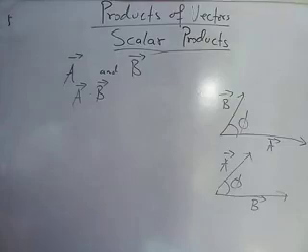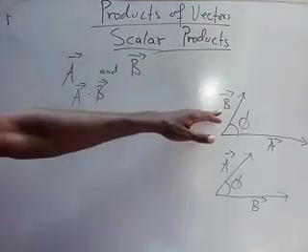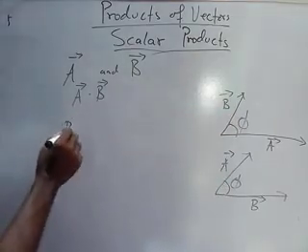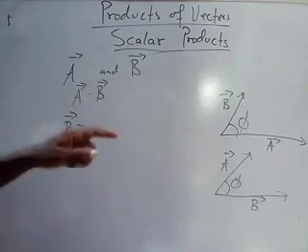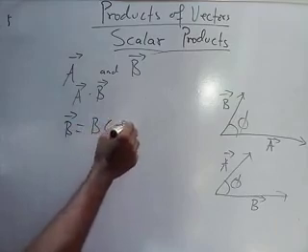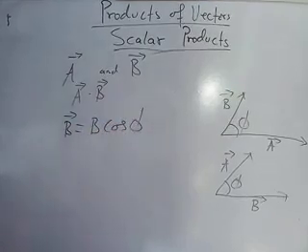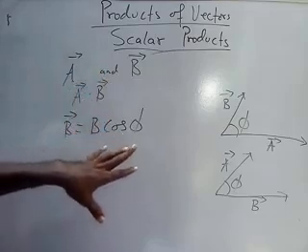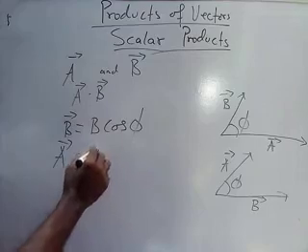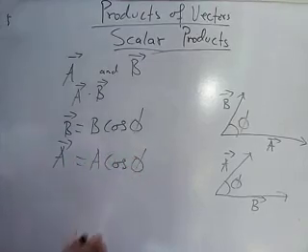So what can we really say about this? Here now, I can say vector B in the direction of A is B cos phi, while A in the direction of B is A cos phi.